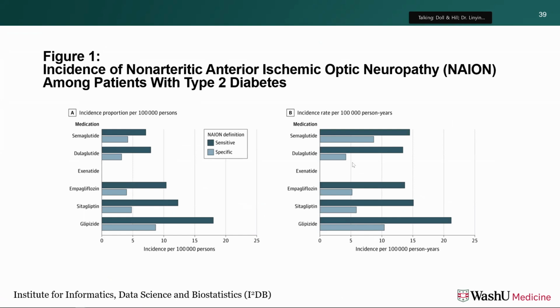Then as part of the results, we first show the association, showing the incidence and incidence rates of NAION across the different exposure groups. Semaglutide is the target, but we show the incidence across other groups. From just eyeballing, there are groups that actually have more incidence and more NAION cases compared to semaglutide. But this is just a subset.